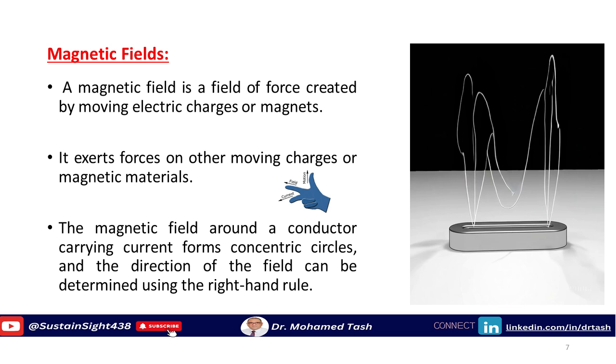So, to recap, magnetic fields are created by moving charges or magnets, and they exert forces on other moving charges or magnetic materials. Specifically, a current flowing through a wire produces a circular magnetic field around it, and we can use the right-hand rule to determine its direction. This understanding of magnetic fields is fundamental to grasping how devices like motors, generators, and transformers work.